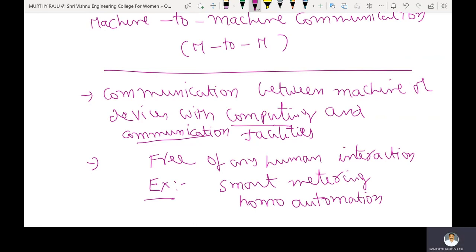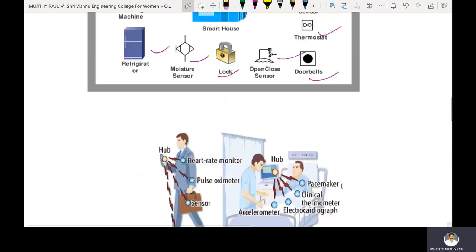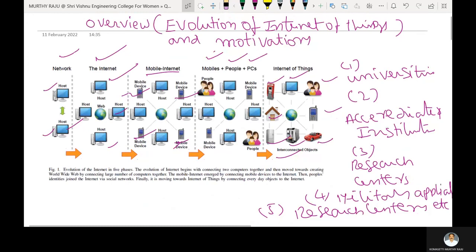And eHealth. Machine-to-machine communication modules are usually integrated directly into target devices. Okay, these are the overview and evolution of the Internet of Things and the motivations of the Internet of Things.